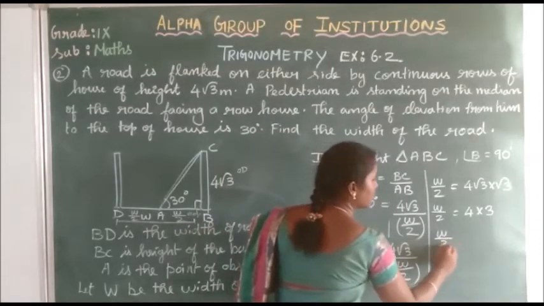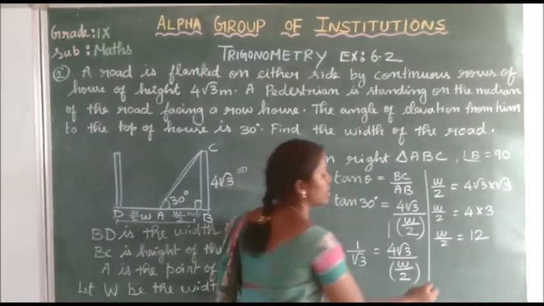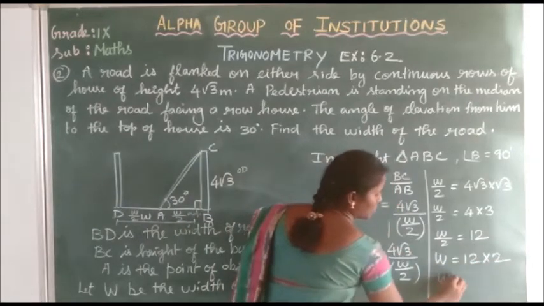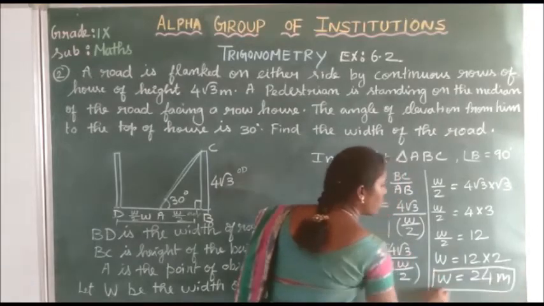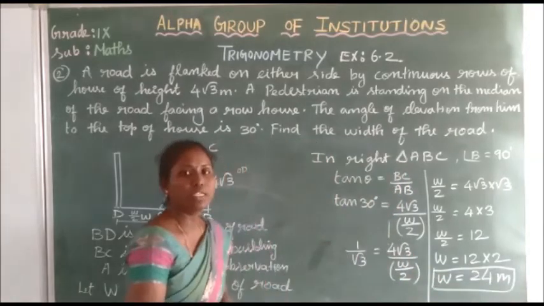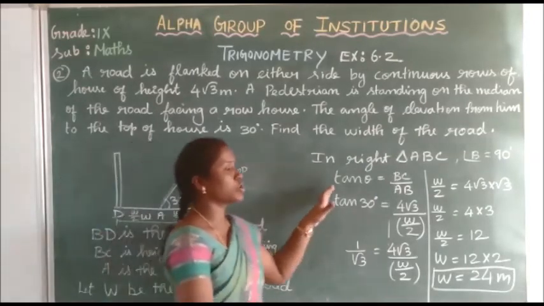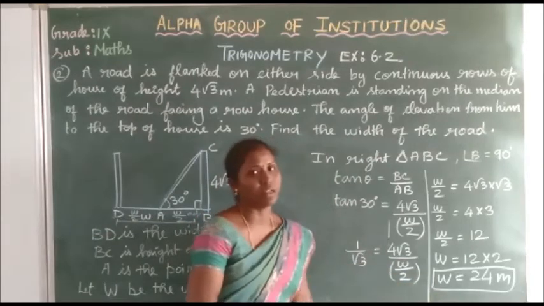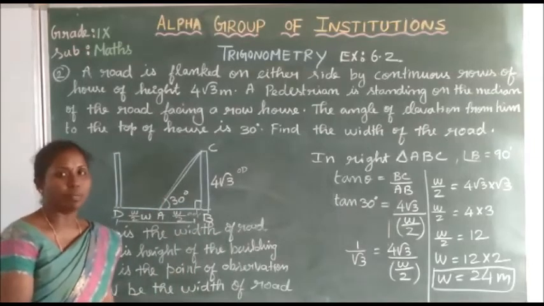So W by 2 is equal to 4√3 times √3, that is 4 into 3, 12. That means W is equal to 12 into 2. So W is equal to 24 meters. So we got the value of W here. What is W? W is the width of the road. So finally, using the trigonometric ratio, we got the value of W as 24 meters. Thus, the width of the road here is 24 meters.